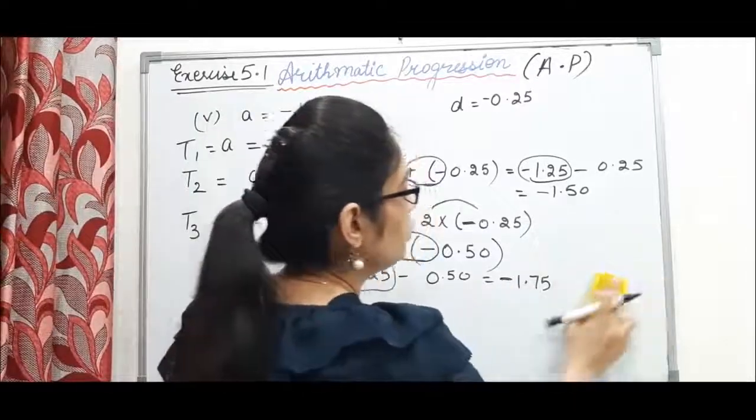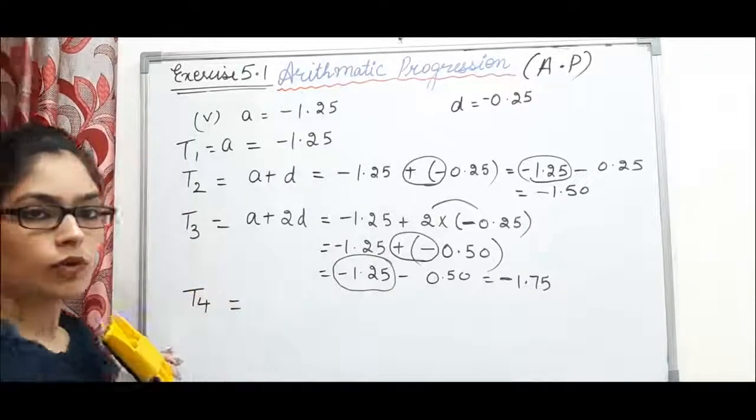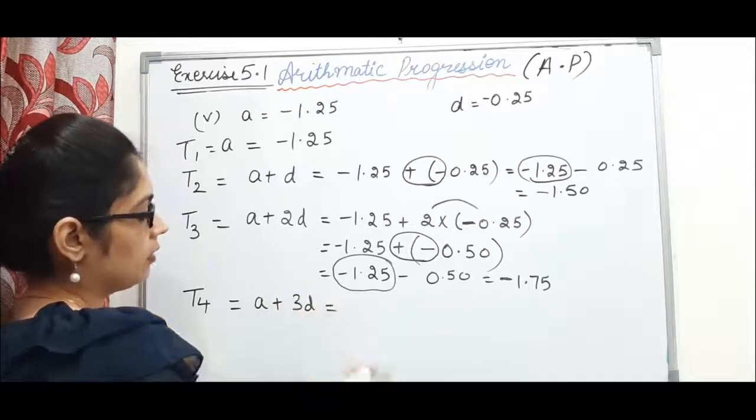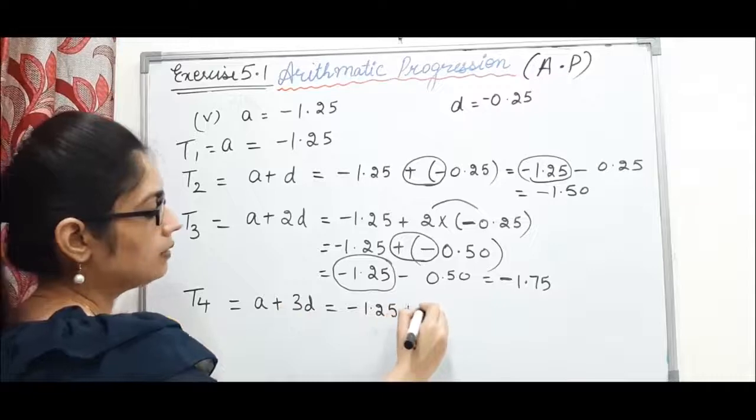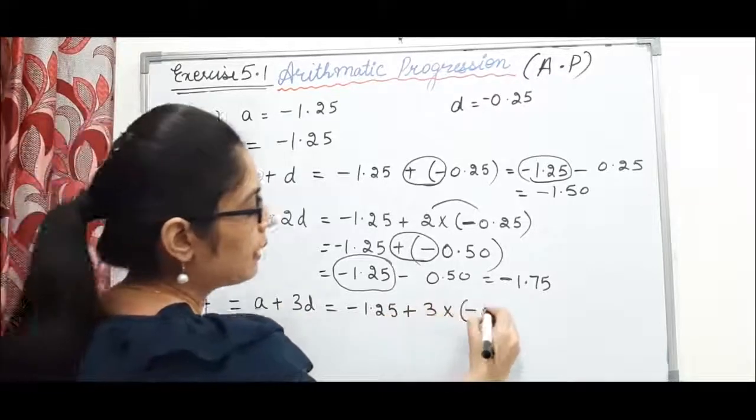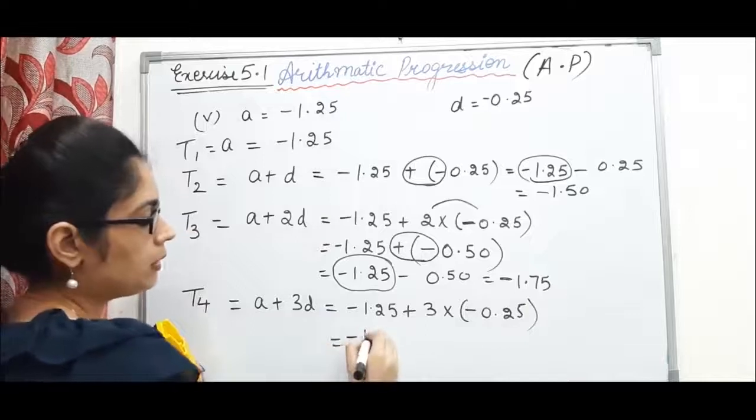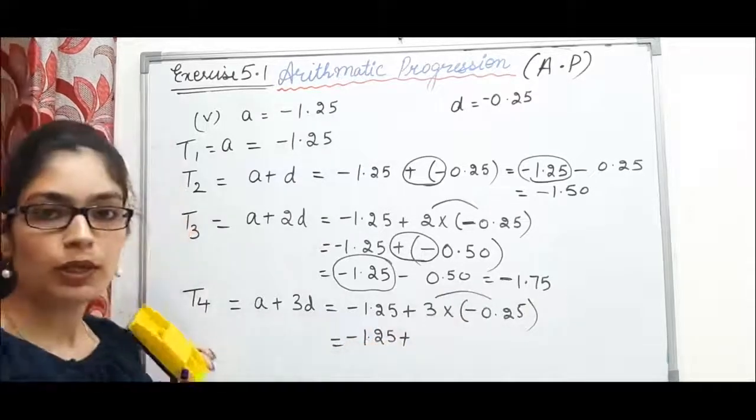Let's find the fourth term now. T4, the formula of the fourth term is a plus 3d. A is minus 1.25 plus 3 into d. D is minus 0.25. So minus 1.25 plus 3 into minus 0.25.